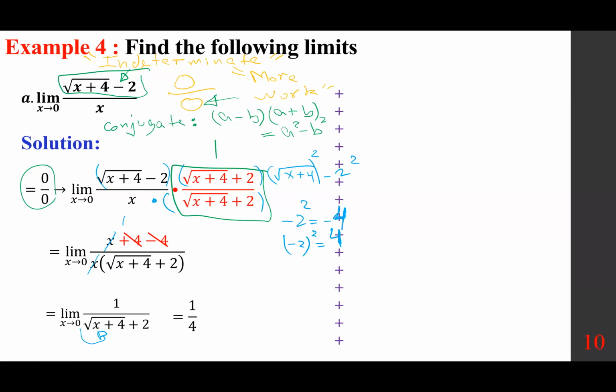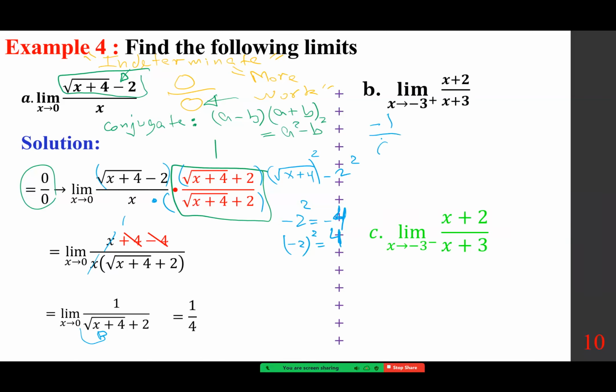Okay, everyone. What happens to the next one? I put both of them next to each other. What happens to B and C? I hope you see that whether you have negative 3 from the right or left, the numerator is negative 1. The denominator is 0. But we want to discuss the difference.